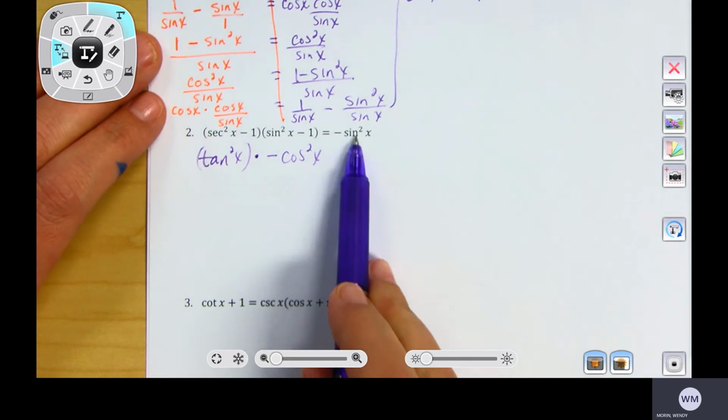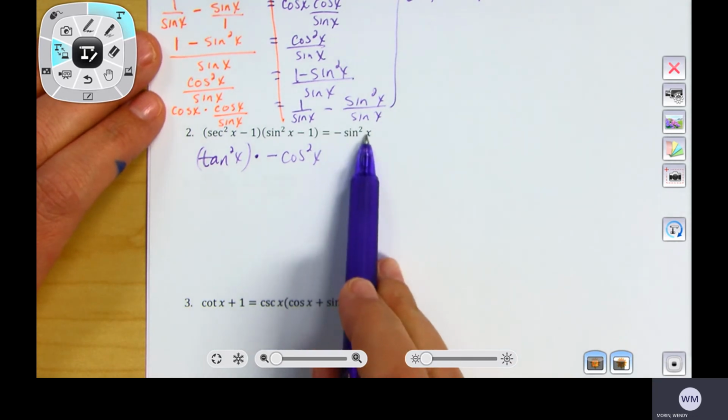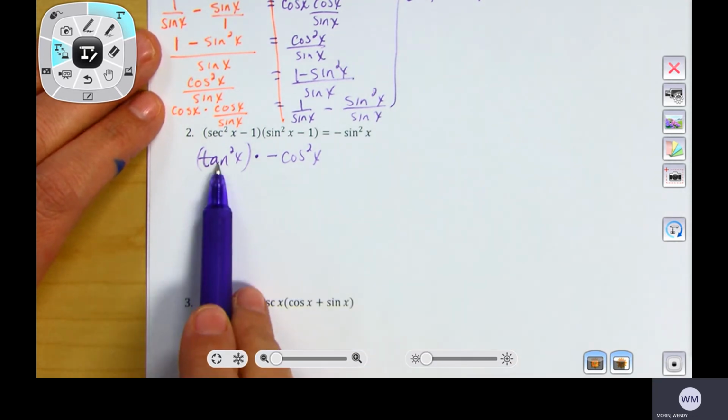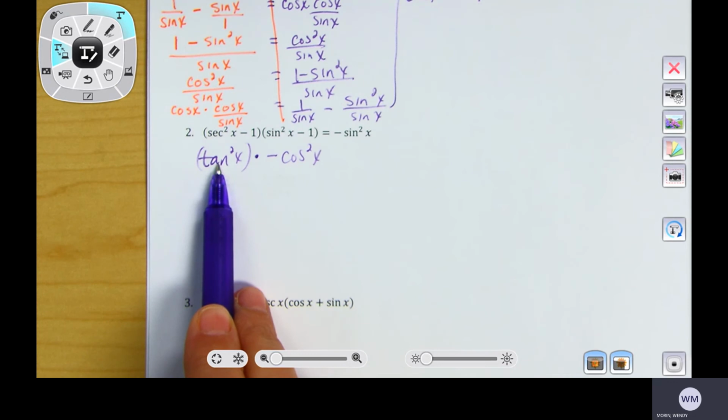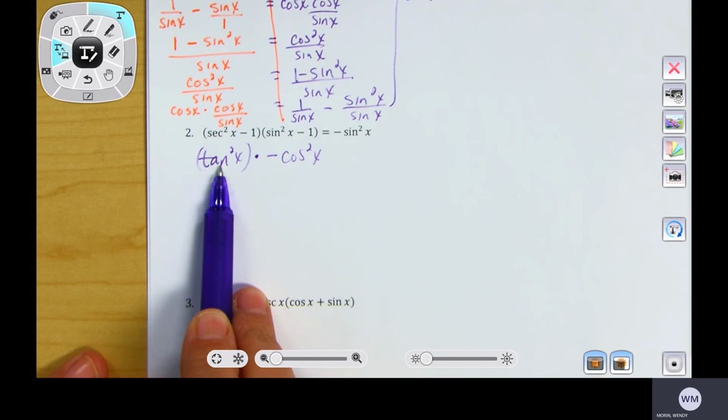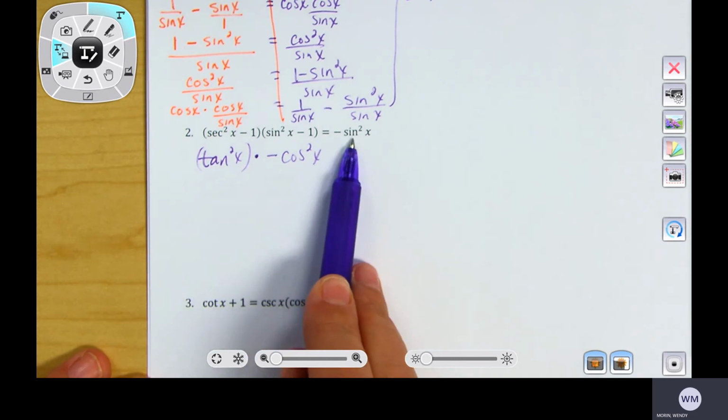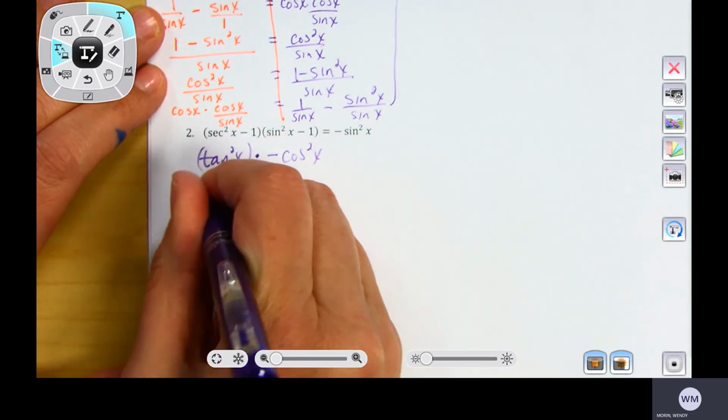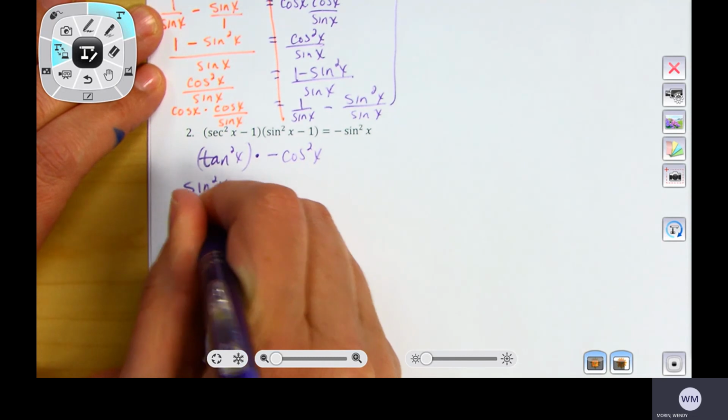Now again, what are we trying to get to? Negative sine squared. So what do you think I want to change this to? Okay, there are people who say, oh, that's 1 over cotangent squared. That's true, but is that going to get me here? No. Sine squared over cosine squared. Very good. Sine squared over cosine squared.